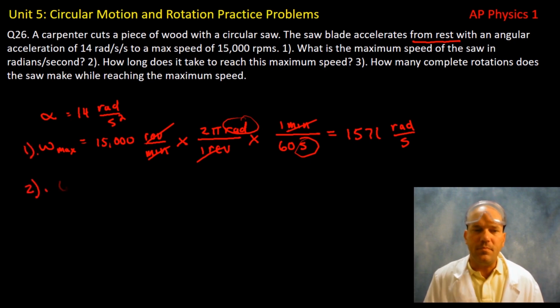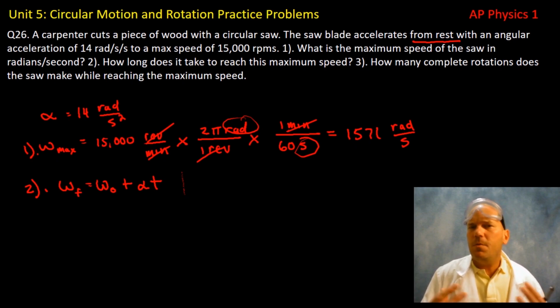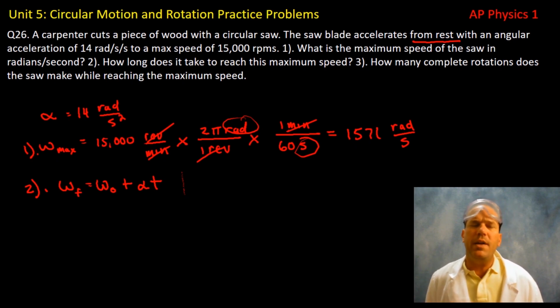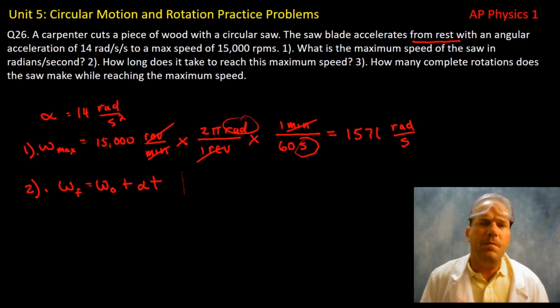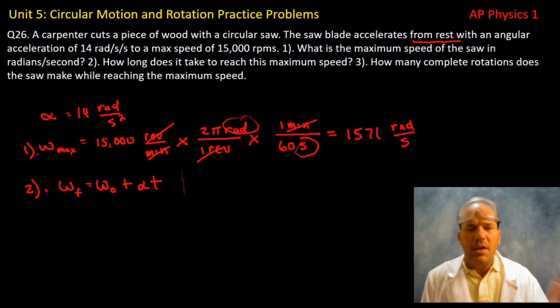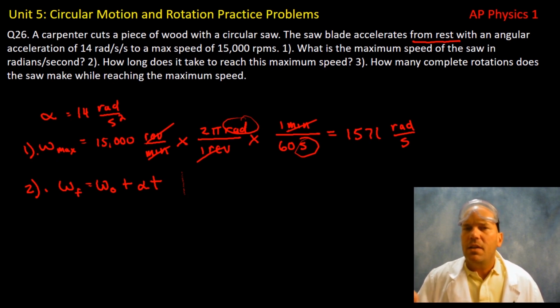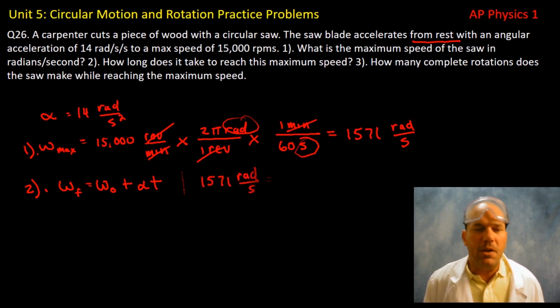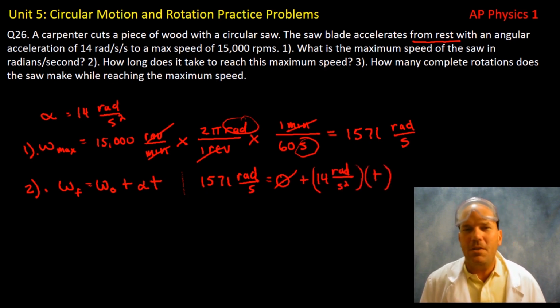Part 2, how long does it take to reach this maximum speed? All right. Well, let's use one of our UCM, uniformly circular motion equations, the angular rotational analog to what we learned in our first unit of this course, which dealt with translational kinematics. So we have omega final equals omega naught plus alpha times time. All right, so we can use this one because omega naught is 0. And as we've talked about throughout the course, there's other ways you could have solved this problem.